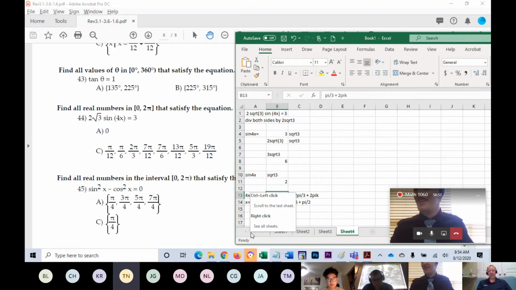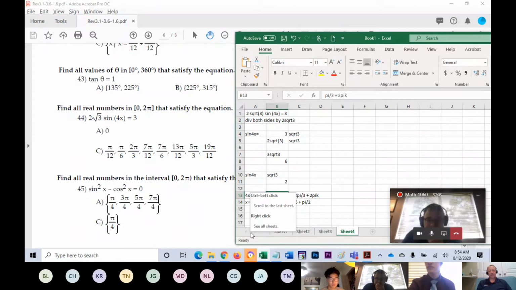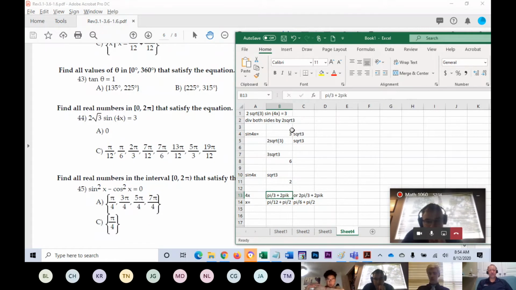Okay. Does that make sense, everybody? Yeah, that makes sense. So on the test, you said we can just write like pi 12 plus pi halves k and pi 6 plus pi halves k. Yeah. Or 2 pi k. Whatever it is, yeah. Instead of having to write out.